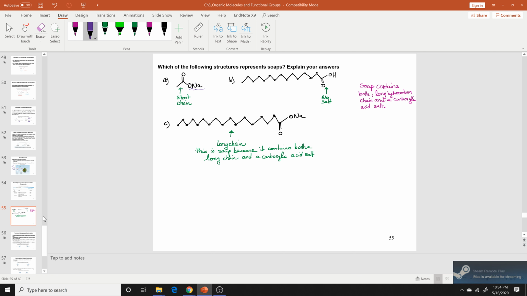Here I do have the salt of the acid. I have the O negative, I have the Na plus there. So I do have the polar head, but I don't have the R chain, so this is not a soap molecule. I do have my long R chain, but this is not a salt, it is an acid. So this is again not a soap molecule. Now here I do have a long R chain. I do have my salt. This is a negative, this is a positive, this is the salt of the acid. So yes, this is a soap molecule.